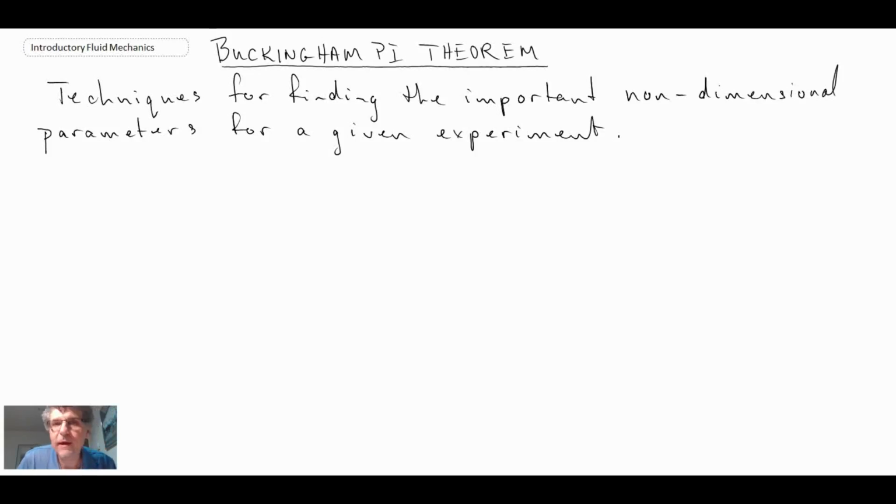So what the Buckingham pi technique, or method, does is it provides us with a way of finding non-dimensional parameters for a given experiment. We talked about the sphere in the last segment. What Buckingham pi will enable us to do is determine how the different variables, and we talked about force, velocity, diameter, density, and viscosity, can be combined together into non-dimensional variables that help us collapse the data.